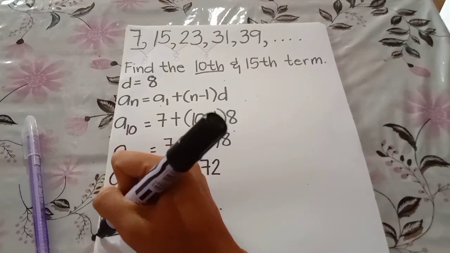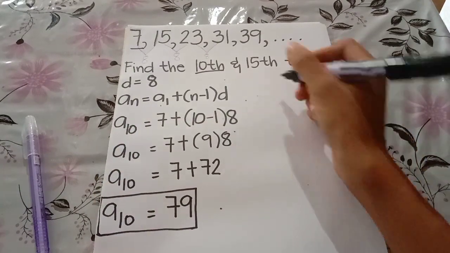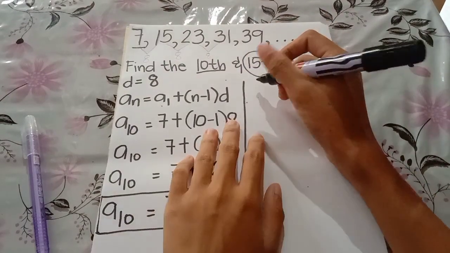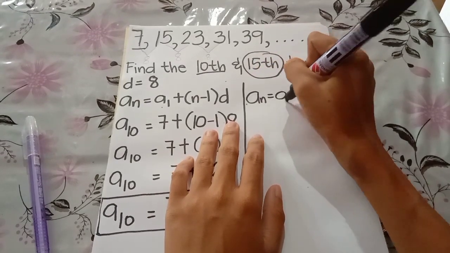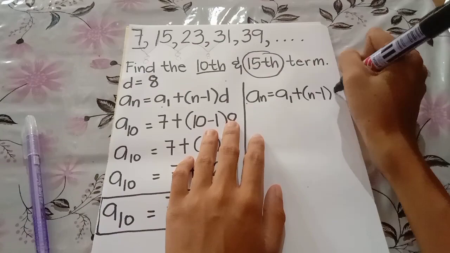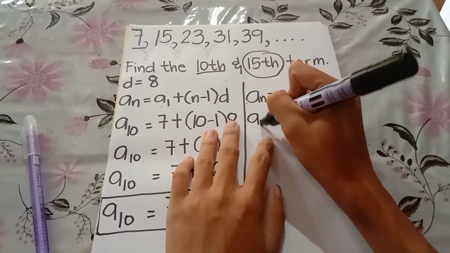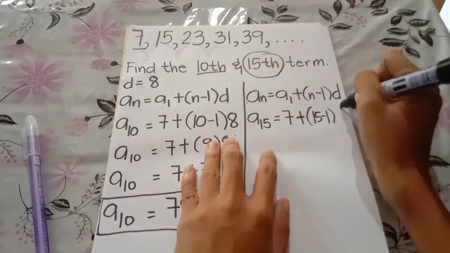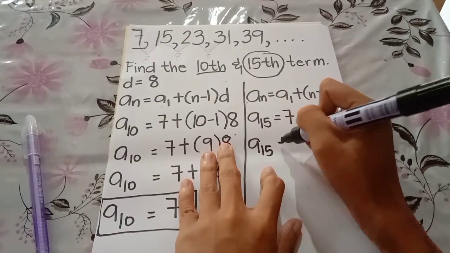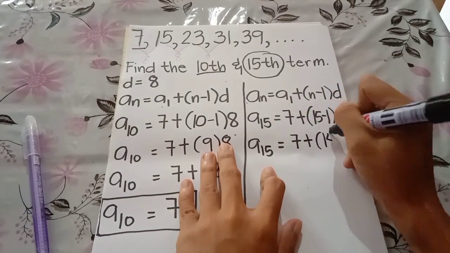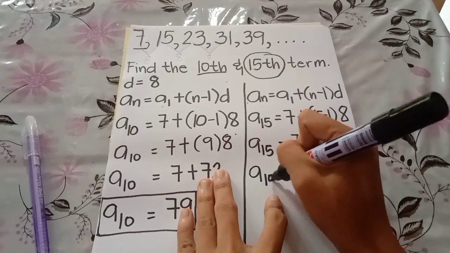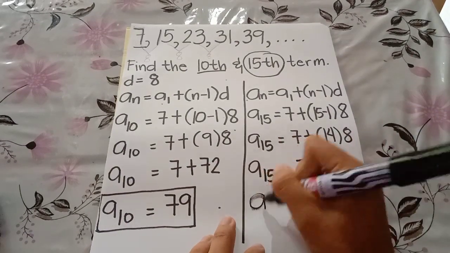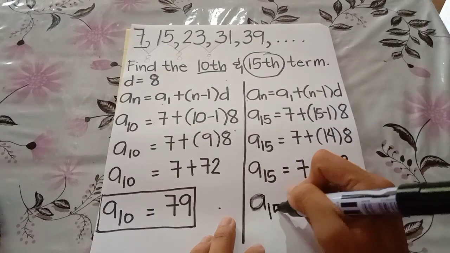Now, try to find the 15th term. Pause this video and try to do it. Now, by substitution using the formula, a sub 15 is equal to 7 plus 15 minus 1 times 8. A sub 15 is equal to 7 plus 14 times 8. A sub 15 is equal to 7 plus 112. Therefore, the 15th term of this sequence is 119.